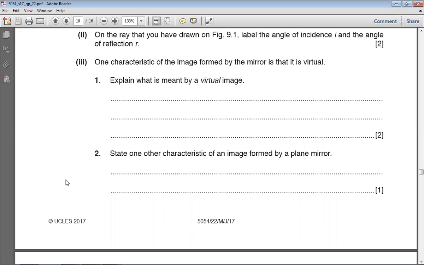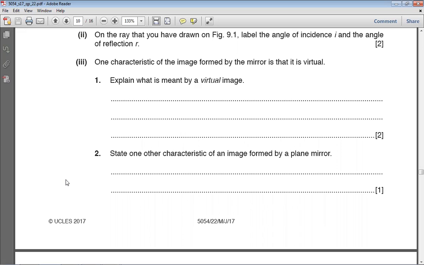Laterally inverted means that the right of the object appears to be the left of the image, and the left of the object appears to be the right of the image. That is known as laterally inverted. So one characteristic of the image is that it is laterally inverted. The second characteristic is that it has front to back inversion.